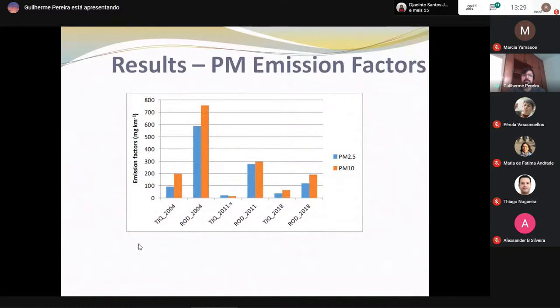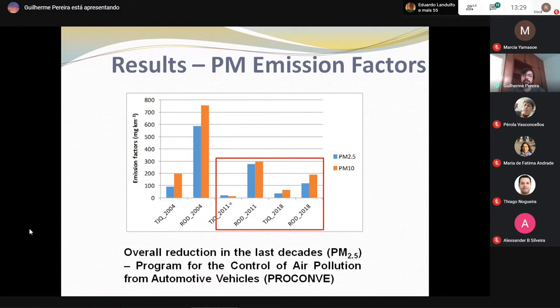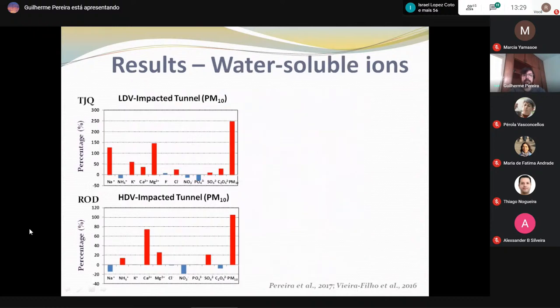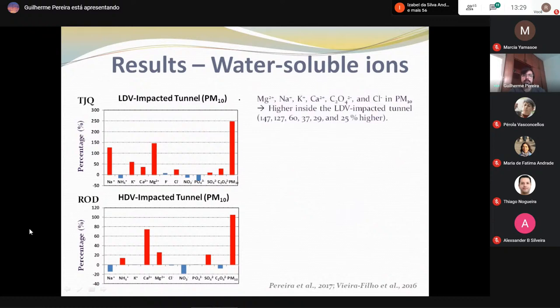Well, here we have the PM emission factors for three different years, 2004, 2011, and 2018. We see an overall reduction in the last decades, and this may be a successful action of the control of air pollution from automotive vehicles in Brazil, the PROCONVE. So we see this clear reduction, mainly for PM2.5.